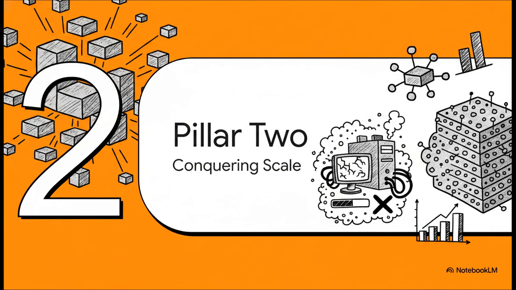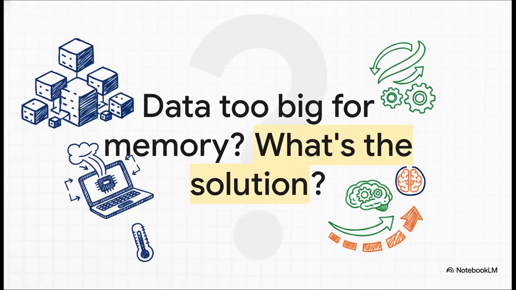All right, that's speed. But that brings us to our second pillar, scale. Being fast is great, but what do you do when your data set is so enormous that your computer just gives up trying to load it? Okay, so this is a classic problem, right?